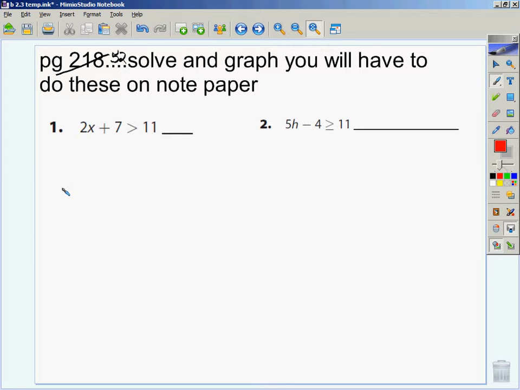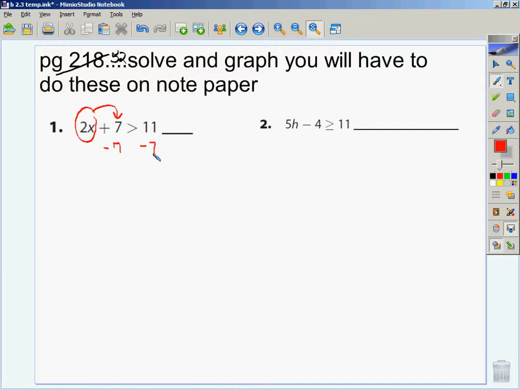I want you to understand the goal has not changed. The rules have not changed. The goal is to get the variable by itself. You have to undo what's happening to the variable. And the only rule that's different with inequalities from equalities is when you multiply or divide by a negative. What do you have to do to the inequality? Flip it. Okay?